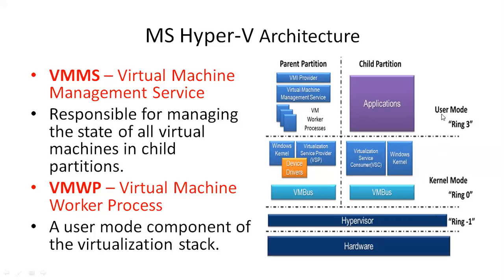In the diagram, the right-hand side indicates the child partition. The service is responsible for managing the state of all virtual machines in a child partition. From the child partition, a number of virtual machines are there. How can you manage all the virtual machines? By using this virtual machine management service. And then the VMWP, the virtual machine worker process.